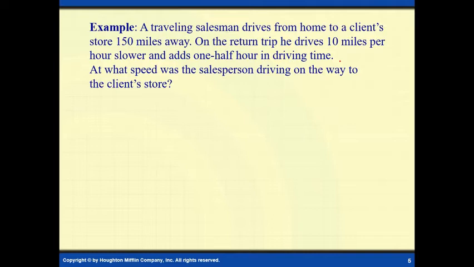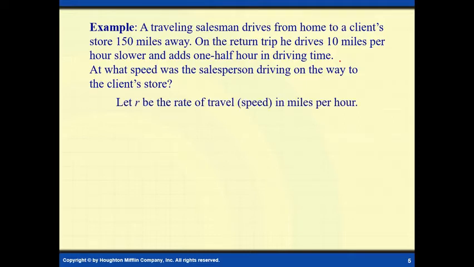All right, let's take a look at this word problem here using the formulas that we just went through. A traveling salesman drives from home to a client's store 150 miles away. On the return trip, he drives 10 miles per hour slower, which adds 1/2 hour in driving time. At what speed was the salesperson driving on the way to the client's store?